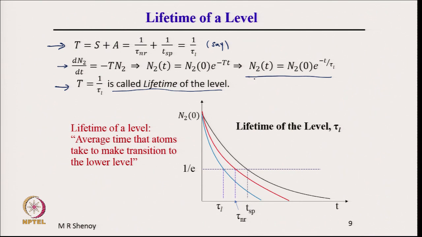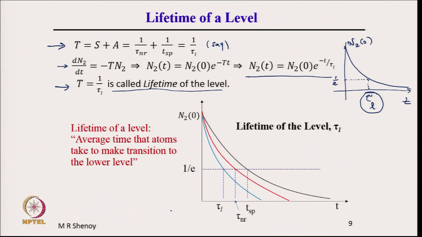What does this mean? This means at time t equal to 0, if there are N2 of 0 number of atoms here in the excited state, then with time it will drop down exponentially, and where it drops down to 1 by e of its value is called the lifetime tau L. This is 1 by e of N2 of 0. So, this is called the lifetime. Tau L is a parameter characterizing the lifetime of the upper level. So, it is illustrated more clearly now here.